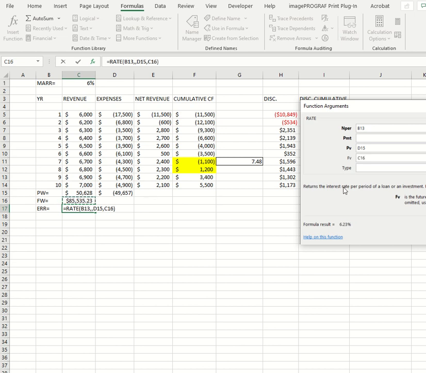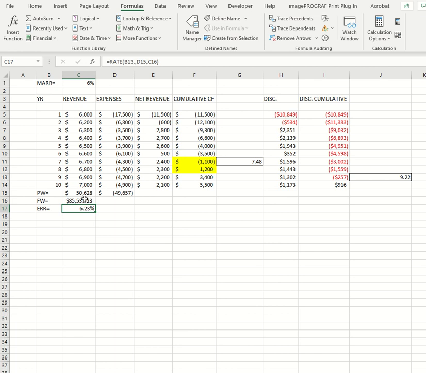And I believe that the PV, I think it's, let's see. No, I don't think any of these have to be negative, actually. Okay, so this gives us an ERR of 6.23%.